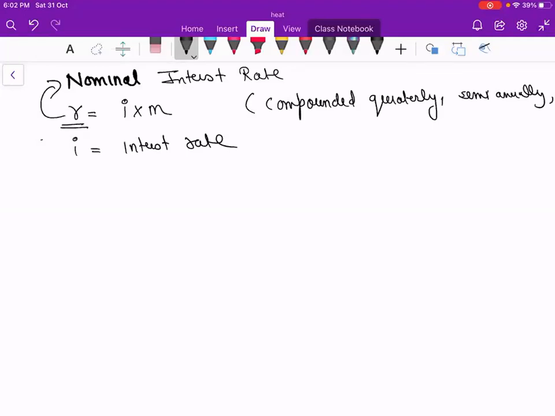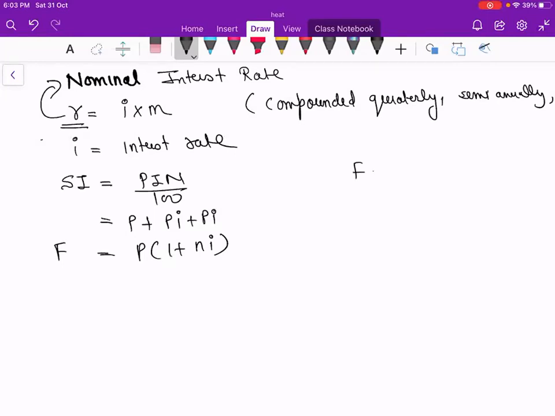Okay, so we have seen simple interest. What is simple interest? PIN upon 100. Basically, every year you will get P into I plus P into I, so the generalized formula is P plus N times PI. Similarly for compound interest, this is the future value. For compound interest, future value is P(1 plus I) to the power N. So we can write this as P(1 plus R by M) to the power M. For every year we are calculating, so it will be like 1.